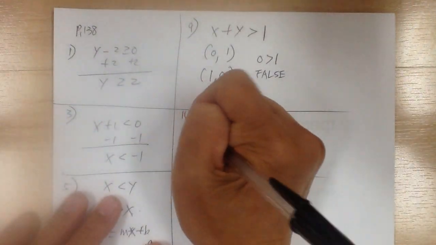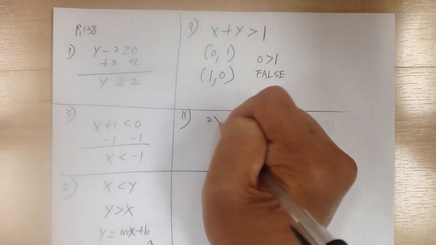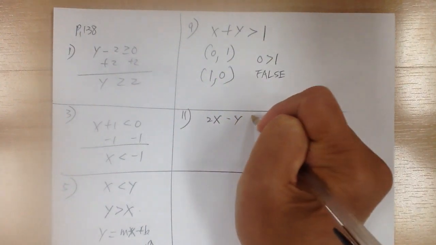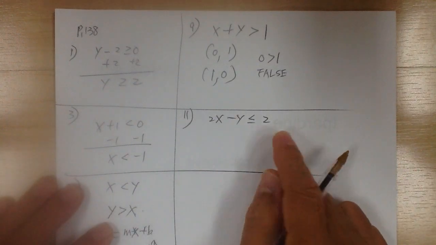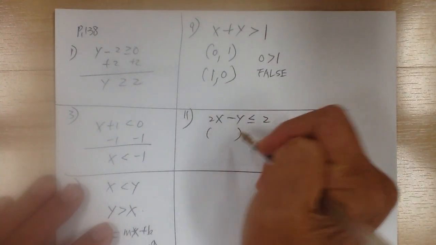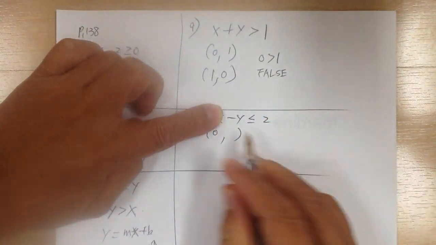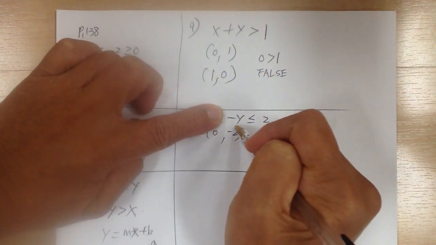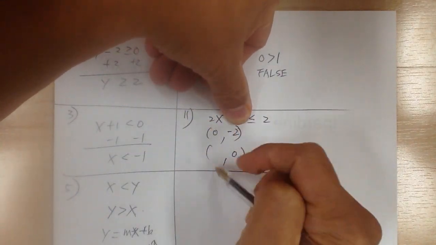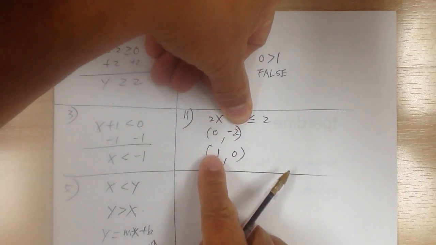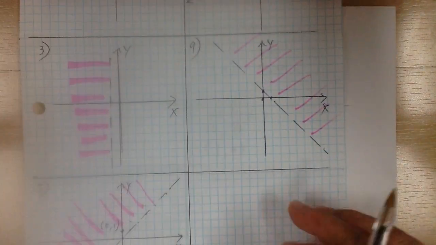Next one, number 11. Okay, you got 2x minus y is less than or equal to 2. So this is the standard form, so we can use the intercept method. So if x equals 0, then y will equal -2. Okay, then you let y equal 0, then x has to be equal to 1, right? Because 2 times 1 gives you 2, right? So again, those are your intercept points.